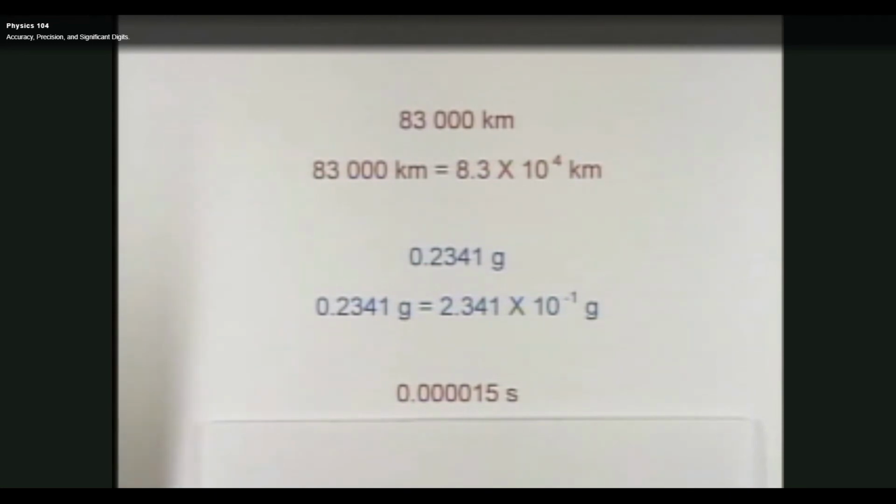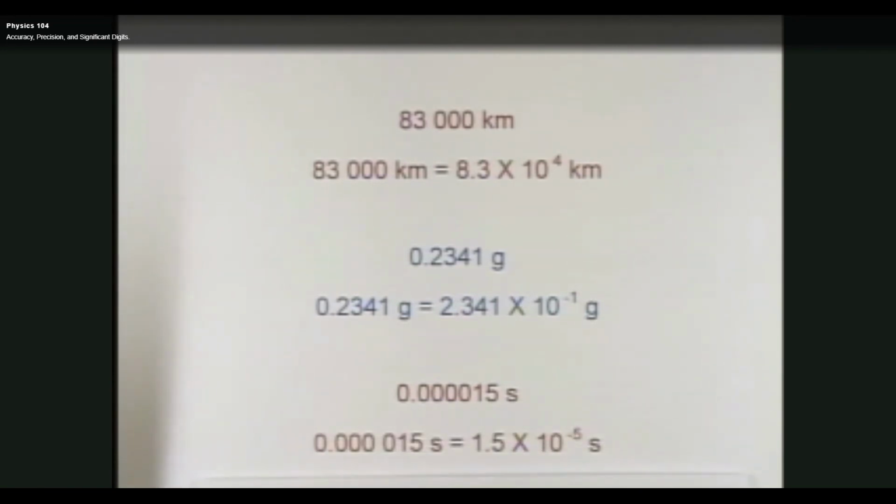Next, look at 0.000015 seconds. Are the zeros placeholders? You bet they are, so they are not significant. Let's put the number in scientific notation and watch the zeros disappear.